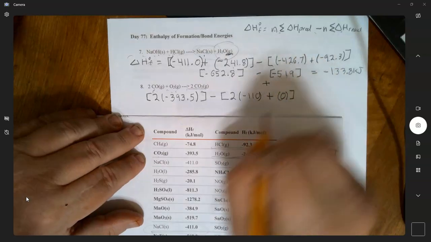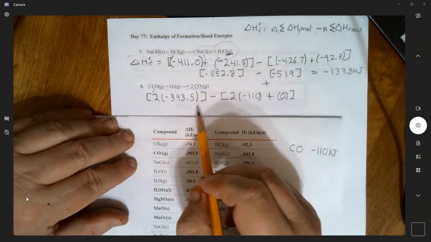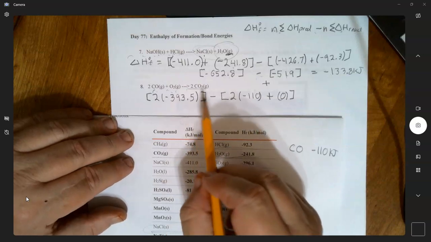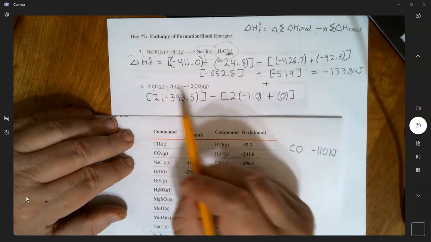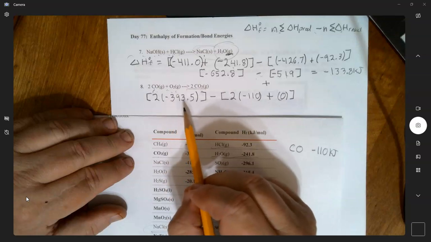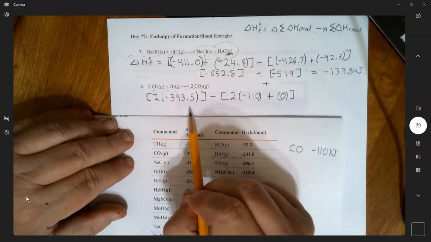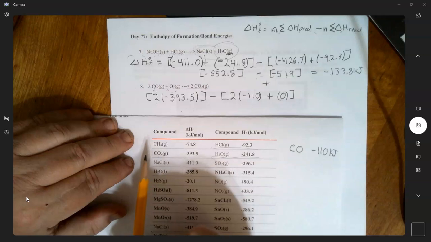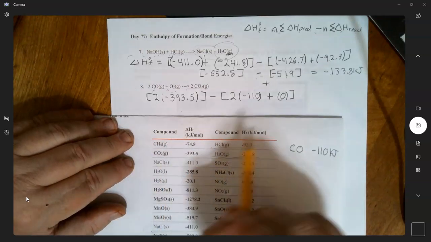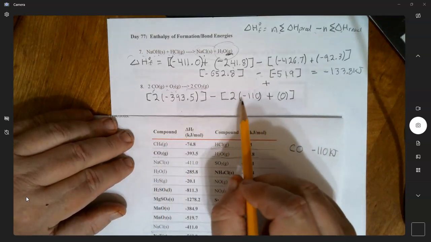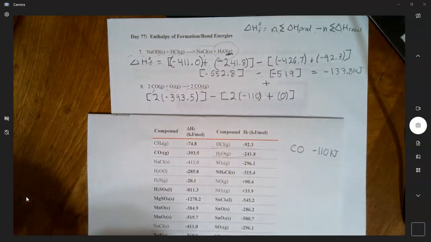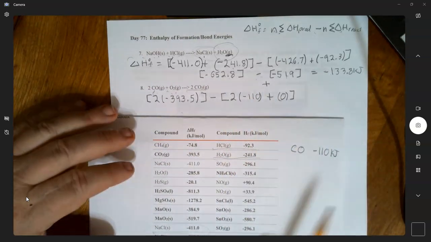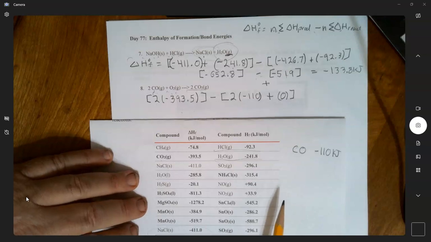Now, why do I use square brackets? Because I think double parentheses are confusing. So I want to have everything on the products in parentheses, as well as the individual numbers, because you have to multiply them by coefficients. And then same thing on this side. So I just don't like double parentheses. I think they're confusing to see. So use square brackets as the second set of parentheses.